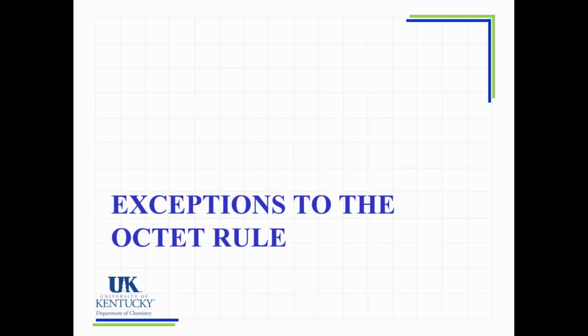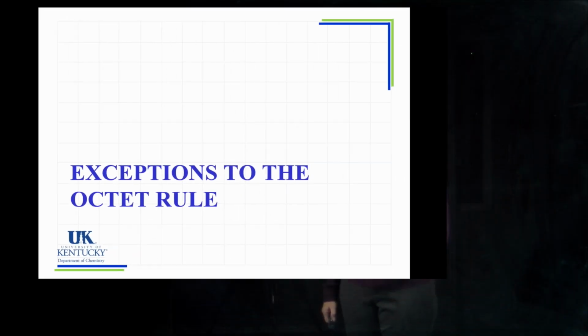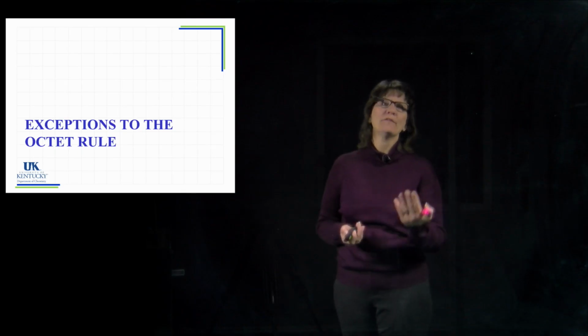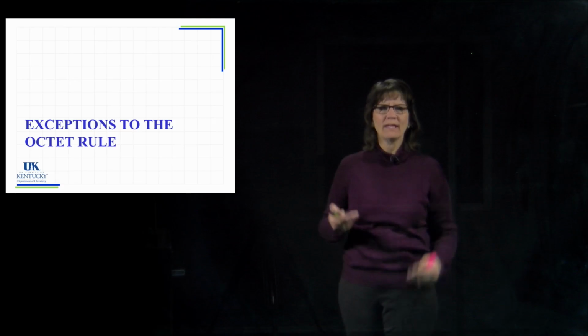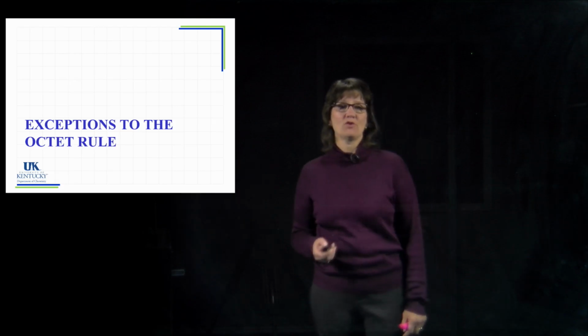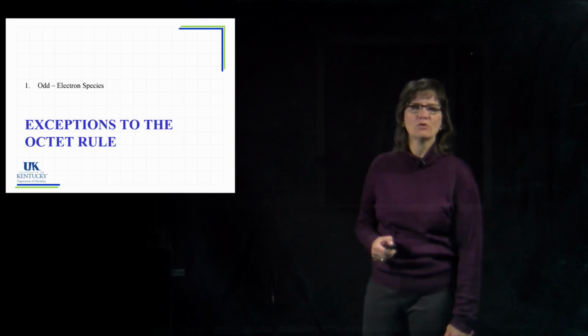So we've learned about the octet rule, and it is a rule, not a law. It is a rule to help guide us, and a lot of Lewis structures obey this rule and give us depictions of the real molecule. But there are exceptions to the octet rule, and there are three major exceptions.